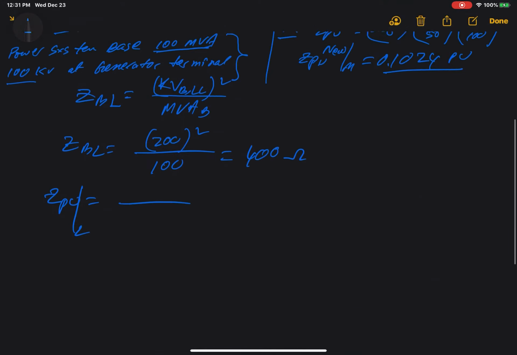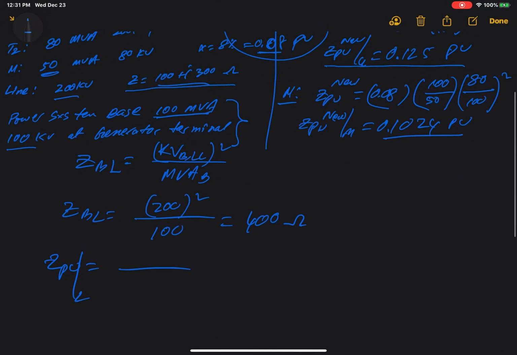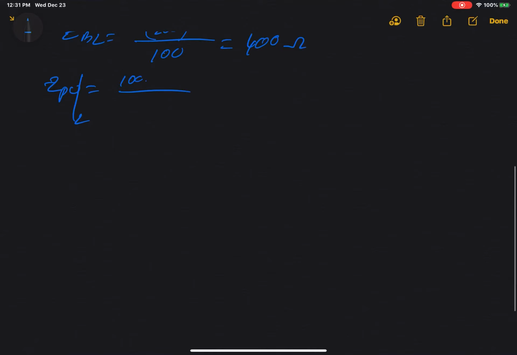Now the per unit impedance for the line would be your actual impedance. The actual impedance for the line, if you go back here, is 100 plus J300. So 100 plus J300 over 400, which is your base impedance. If I do the math, you get 0.25. 300 over 400 will give you 0.75, let me check. This point is J0.75. There's no unit, it's per unit. So that's your impedance for the line.